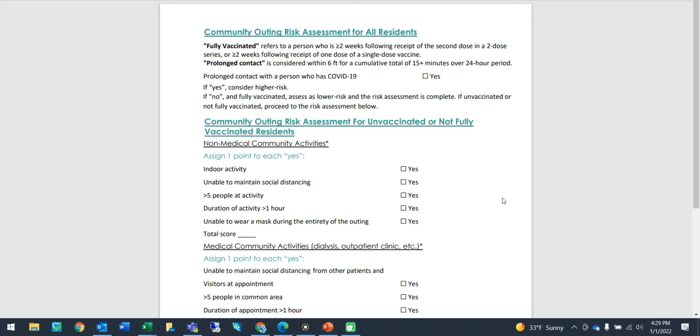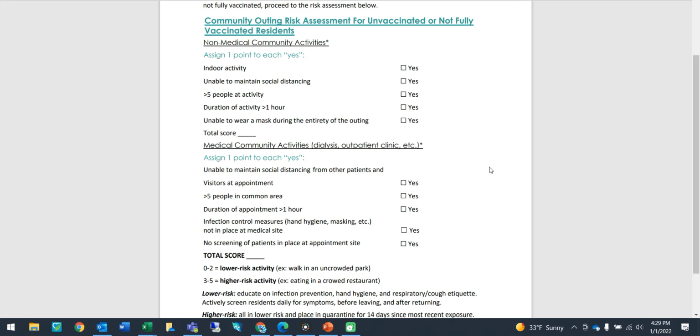If the person is not fully vaccinated, you're going to continue on to these questions. Also, if a resident answers yes to this question, you're going to continue on even if they're fully vaccinated.